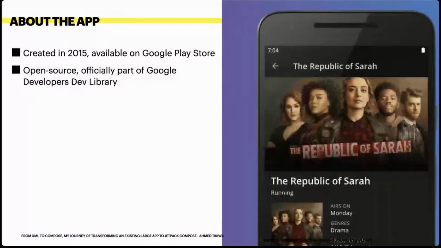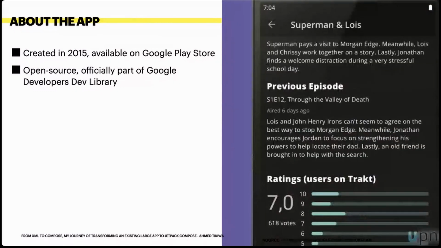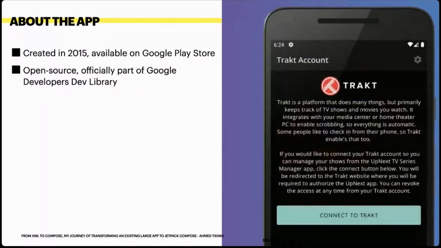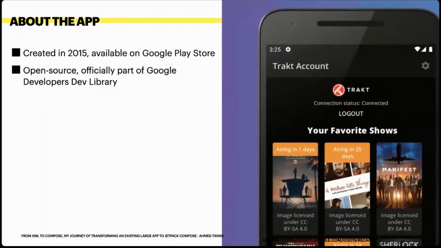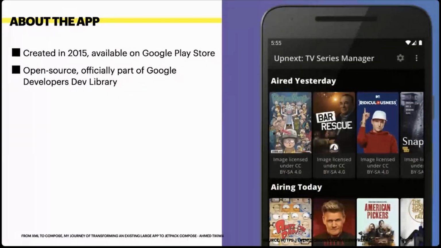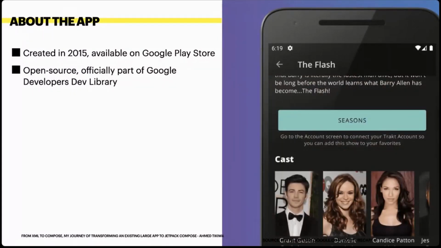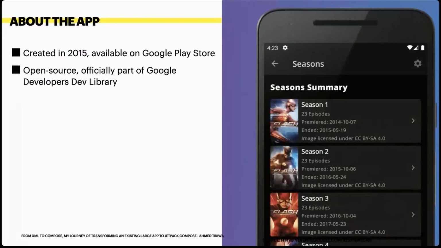It's also officially part of the Google Developers Dev Library, which is a website and a collection of developers from around the world who have offered up their projects to contribute them as part of the Google ecosystem. So these are projects that use Google technologies and are now open source projects. So Up Next is one of these.